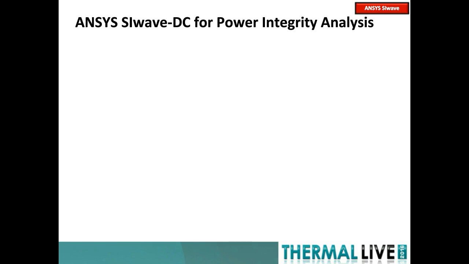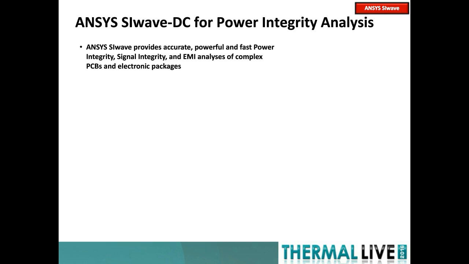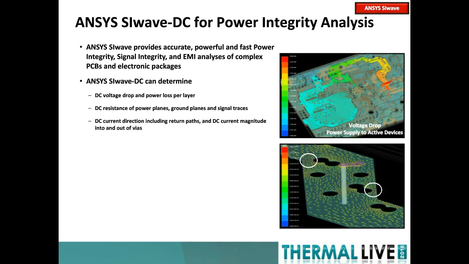But SI-Wave provides power integrity, signal integrity, and EMI analysis of a complex PCB or electronic package. SI-Wave DC can determine the direct current voltage drop and power loss per layer. It can determine the DC resistance of power planes, ground planes, and signal traces. It can also determine the DC current direction, including return paths, as well as DC current magnitude into and out of vias.